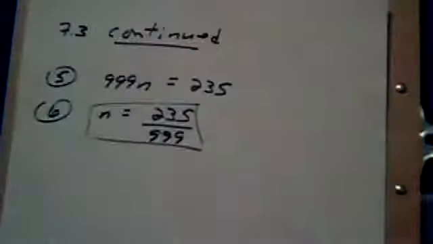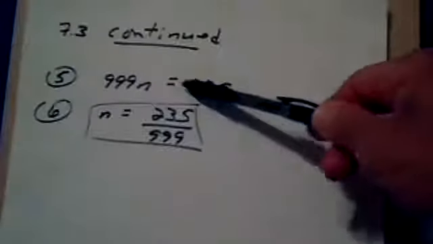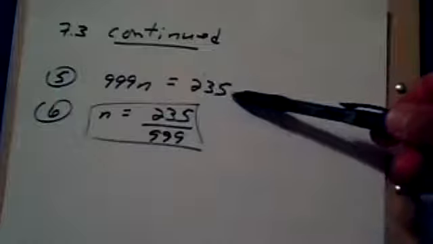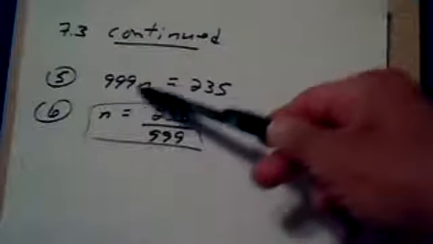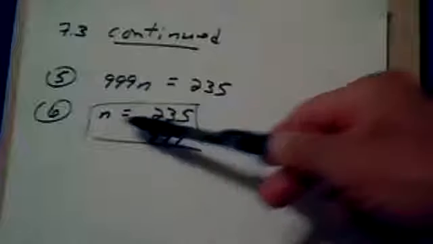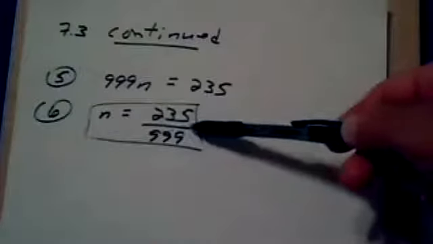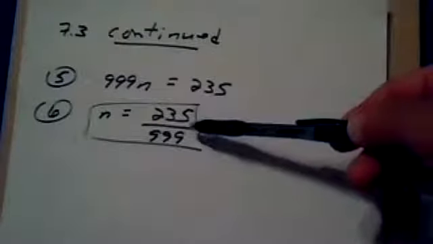So we have 999n equals 235. When you get this far, the repeating part is over. Just divide both sides by what's here, in this case, 999. So this would be n equals 235 over 999. Key this into your calculator and you'll see it will in fact give you the repeating decimal we started off with.